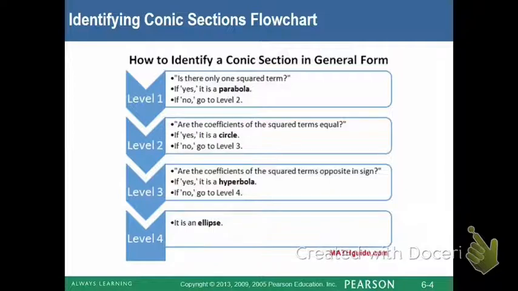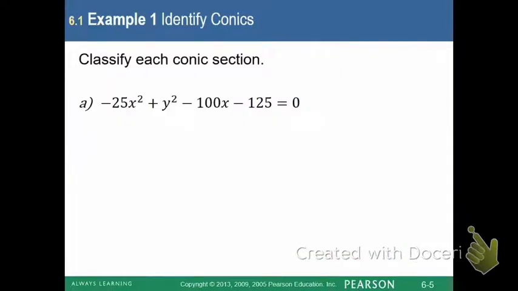So now we have the situation where our coefficients are different. Our last step is to figure out if it's an ellipse or a hyperbola. For that, you want to look at the signs. If the signs are different, then it's going to be a hyperbola. If the signs are the same, it's going to be an ellipse. So let me walk you through this first example here, and then I want you to see if you can practice with the rest of them.